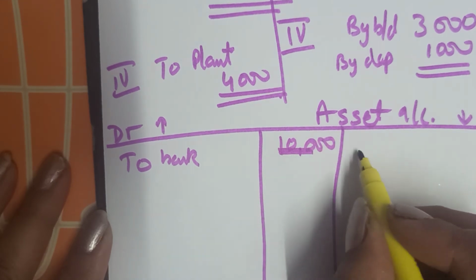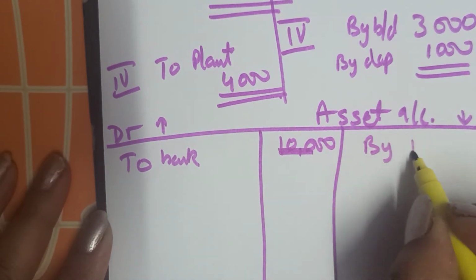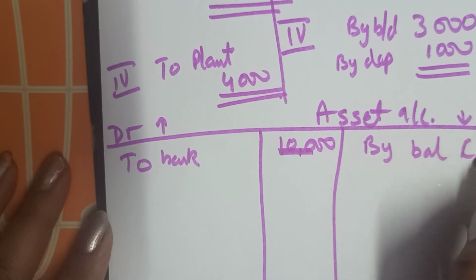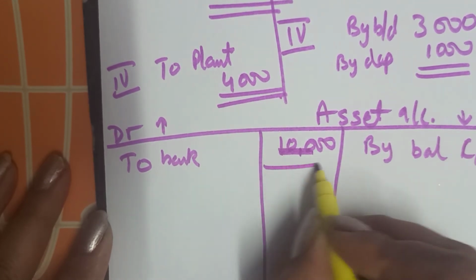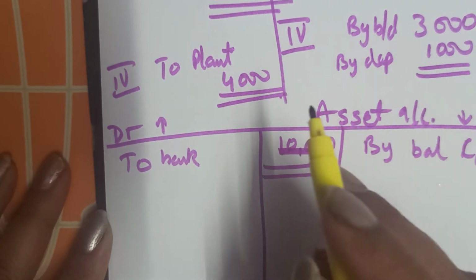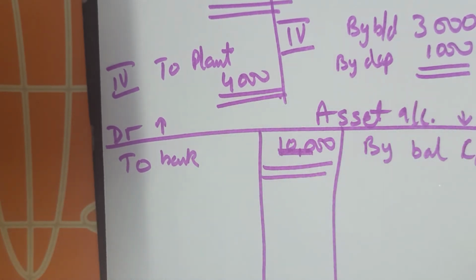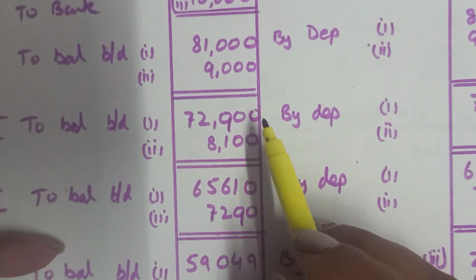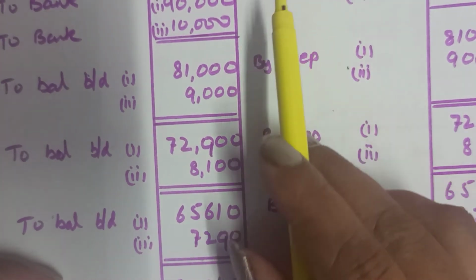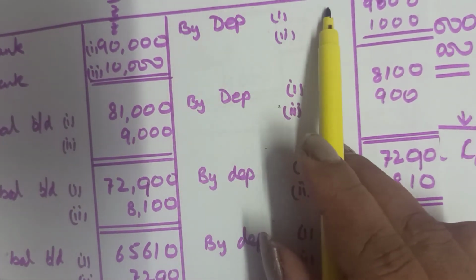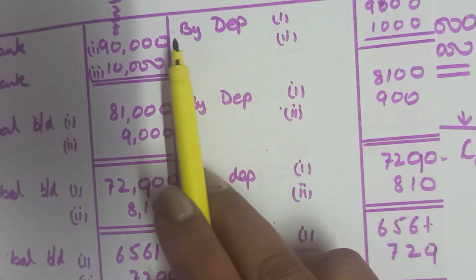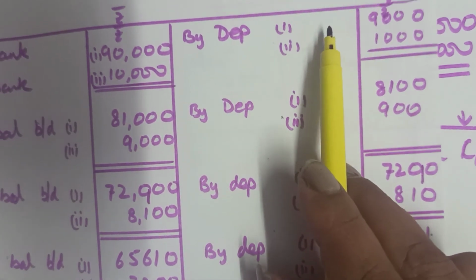We write to bank, and by balance carried down, rupees 10,000. The difference now in this method and the previous method that we did: when the depreciation is charged to the asset account, we charge depreciation in the asset account only. This was the asset account. We buy the asset, we charge depreciation here.